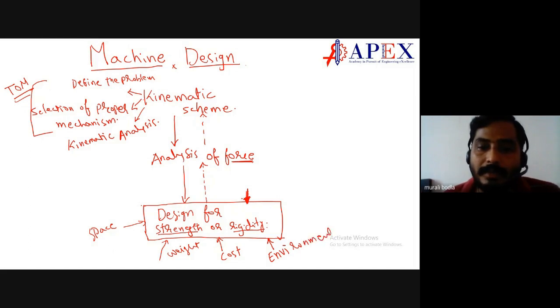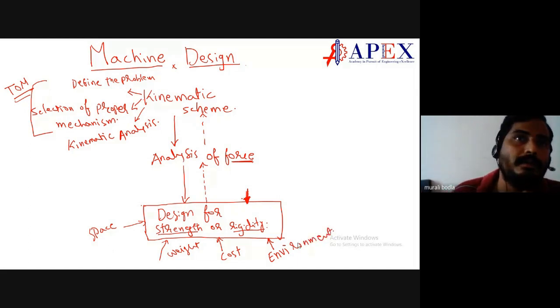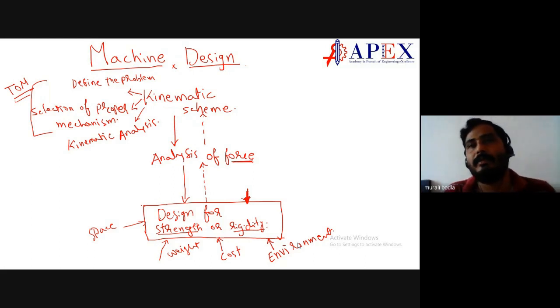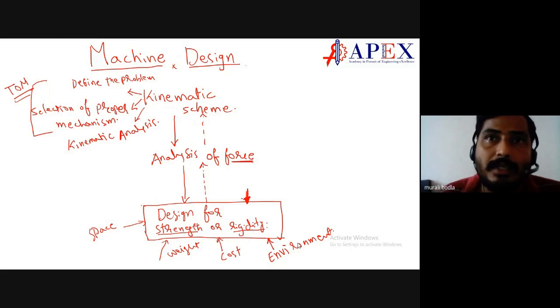Like in the engine compartment alone, if you consider nearby the engine, you cannot keep all kinds of materials because of the heat it generates, and it also vibrates. So you cannot keep all the components within the engine environment. You have to put them at a distance, and also you have to choose a material in such a way that it sustains such kind of environment.